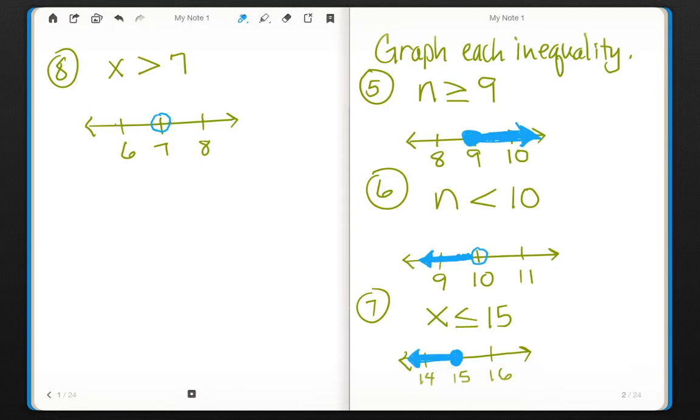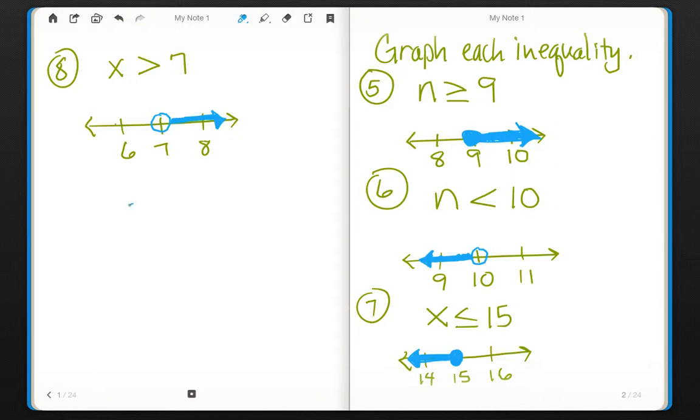But it can get really close. It could be like 7.0002, 7.1, 7.4, all the way up, and it goes forever. All these are going to be bigger than 7. So I'm going to draw my arrow to the right. Put the arrow on. And there's my graph. So here's the kind of summary of those.